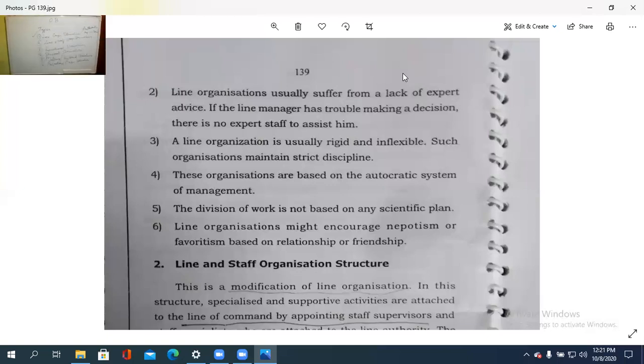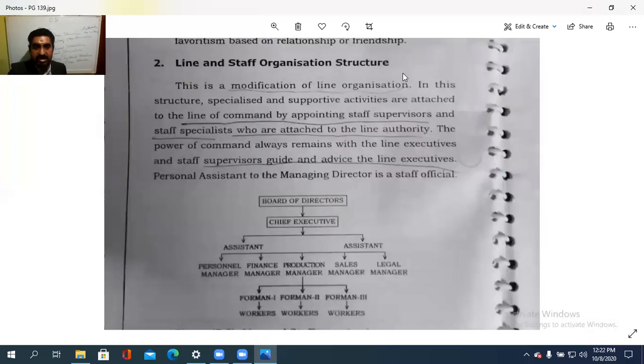Understood? No need of more explanation, isn't it? So authority is to be delegated from the top level to the management, and command is flowing from the top to the bottom. That is the line organization structure. It is similar to the autocratic system of leadership that you already studied. Okay. Second is the line and staff organization structure.